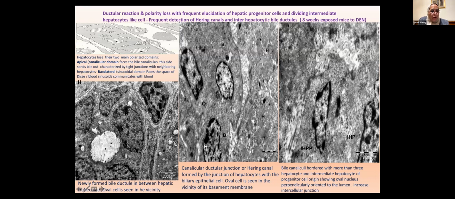Here we can see newly formed bile ductule in between hepatocytes with an oval cell seen in the field. Also, canalicular ductal junction or ring canal formed by the junction of the hepatocyte with the biliary epithelial cells. Oval cell is seen in the vicinity of its basement membrane. Here it is the bile canaliculus bordered with more than 3 hepatocytes and intermediate hepatocyte of progenitor cell origin, showing oval nucleus, perpendicular orientation here, and increase of intercellular junction.